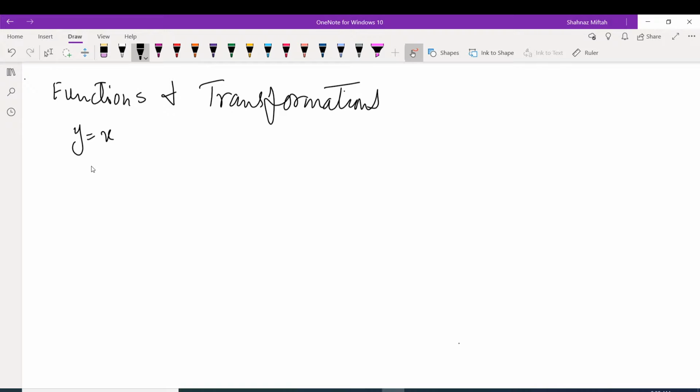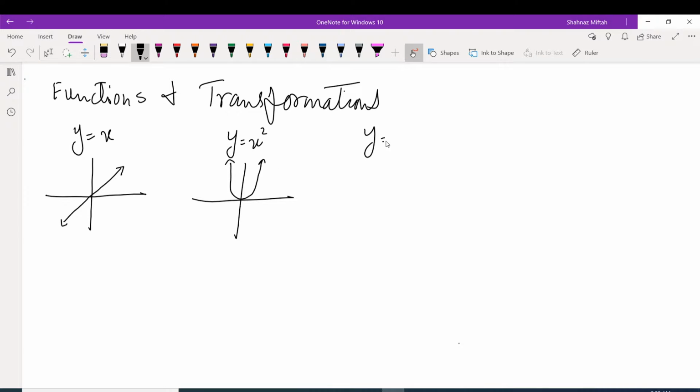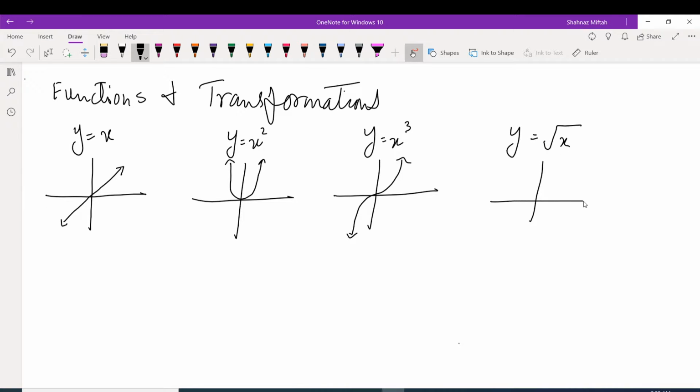y equals x, that's one of my parent functions. It's going to go straight through the origin. I have another parent function, y equals x squared, and this one goes like a parabola, U-shaped. Then I have y equals x cubed, and it goes like this. You have y equals square root of x, which goes something like that.